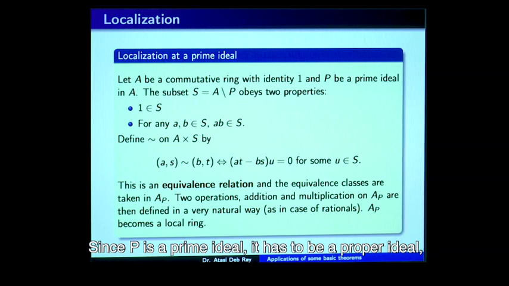Since P is a prime ideal, it has to be a proper ideal, and therefore, 1 cannot be a member of P, and therefore, 1 has to be a member of S. And if we take two elements a, b belonging to S, then the product ab is again a member of S, because P is a prime ideal.